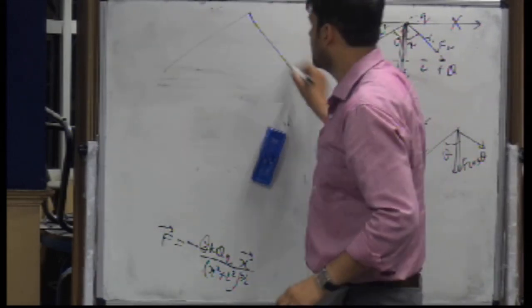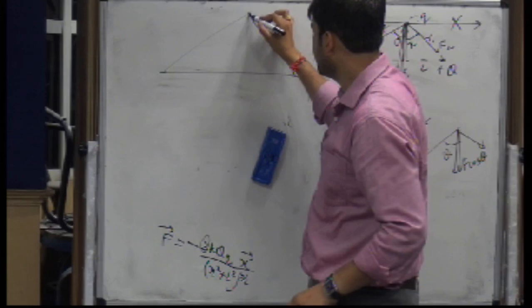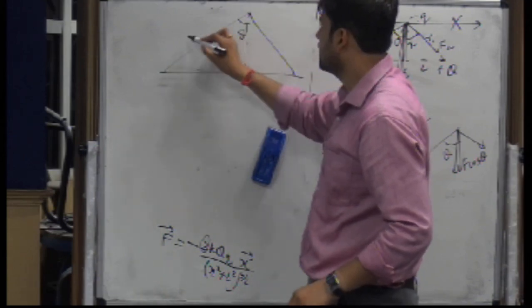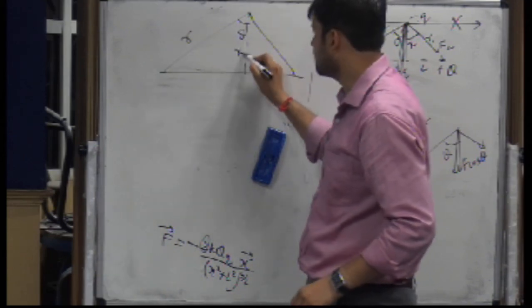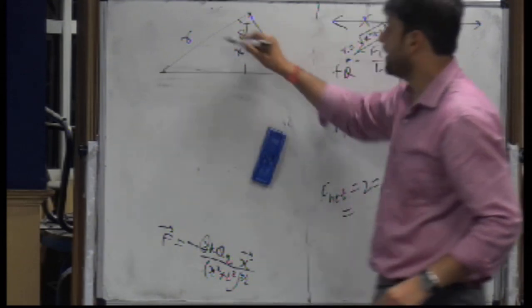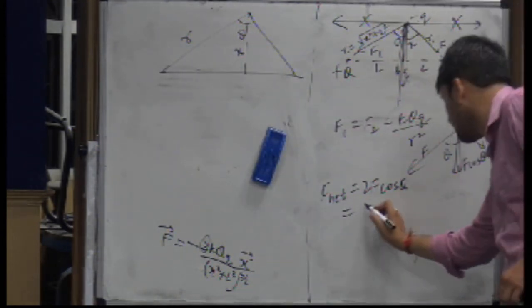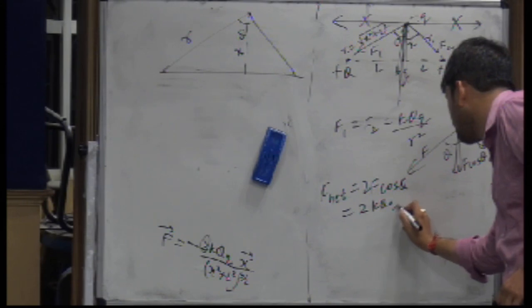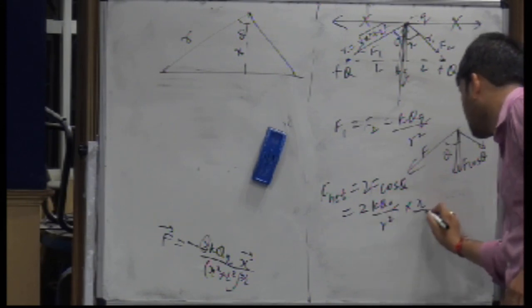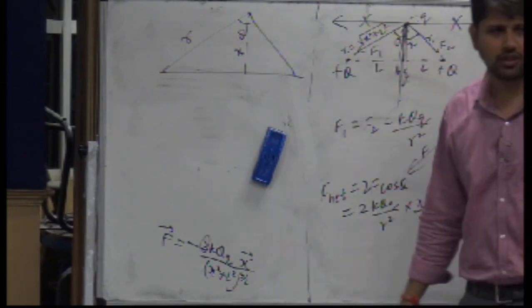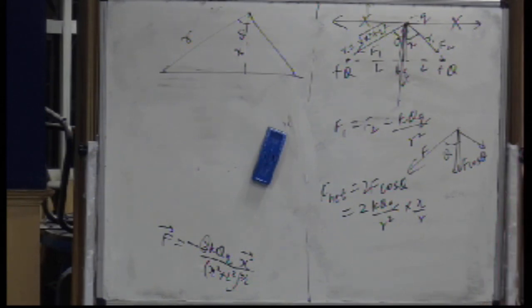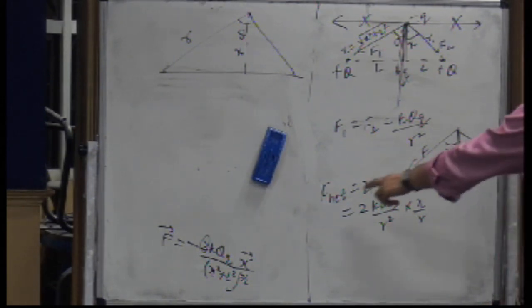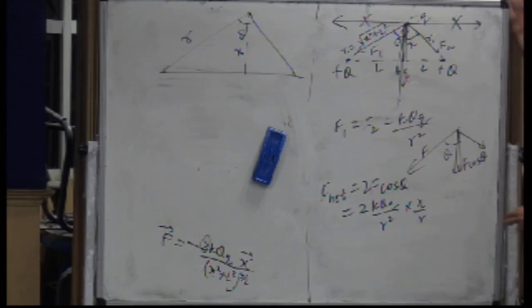So this is the triangle we are discussing. This is angle theta, this is R, the hypotenuse, and this is x. So cos theta would be x upon R. So this is 2kQq upon R square into x upon R. Obviously R would be the hypotenuse, under root x square plus L square. So the force is directly proportional to x.